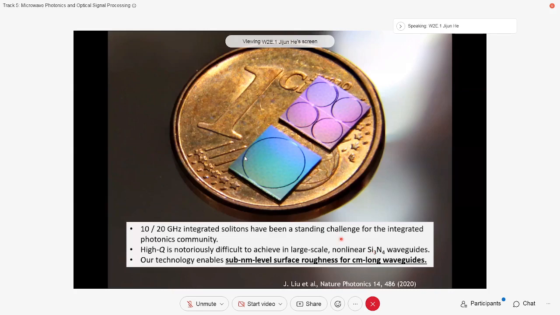For quite a long time, it has been a standing challenge for the integrated photonics community and the microcomb community to obtain 10 or 20 GHz integrated solitons. This is because it's difficult to achieve high quality factor in such a large ring. So thanks to our photonic Damascene process, we can obtain sub-nanometer level surface roughness for centimeter long waveguides, so that now we can generate a soliton microcomb with such low repetition rate.